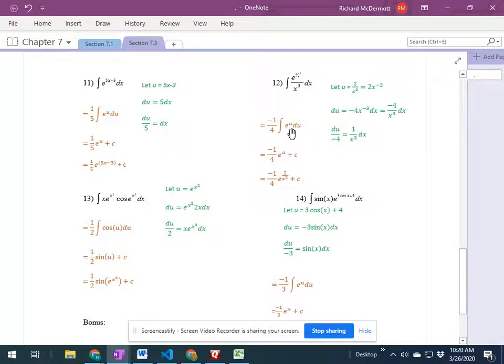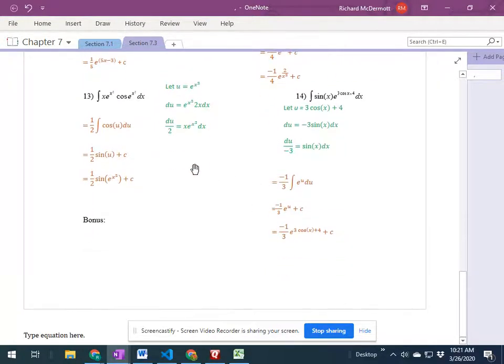When we do the integration, we get the antiderivative of e to the u is e to the u, the negative 1/4 stays out in front. We do our back substitution and we're done with this problem. Okay? Let's take a look at this next one.